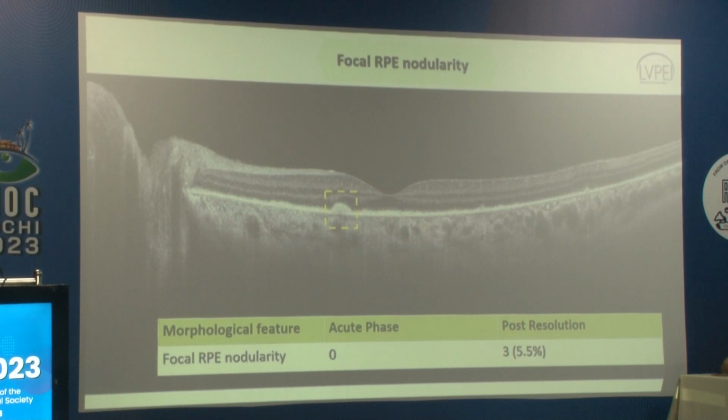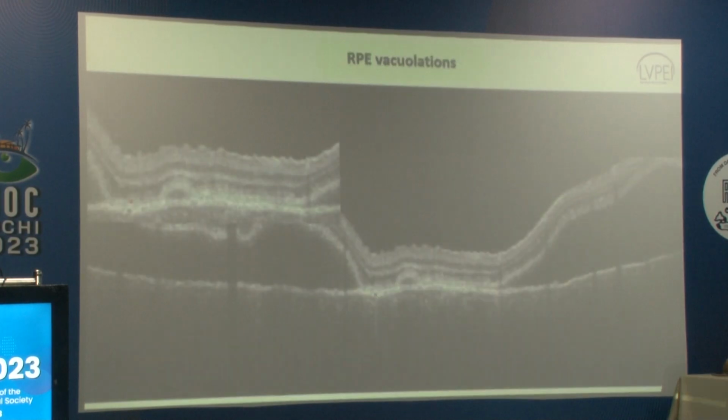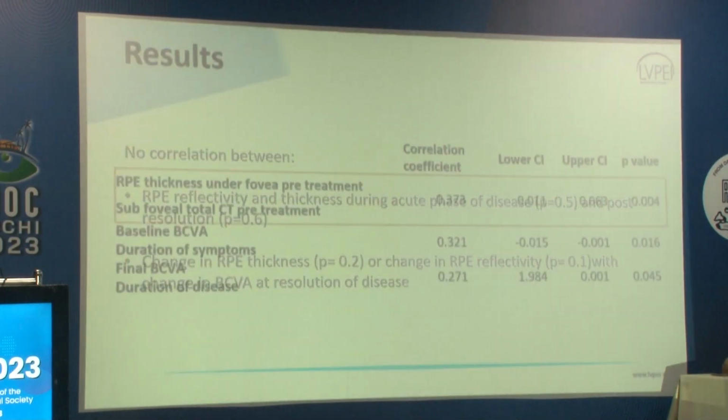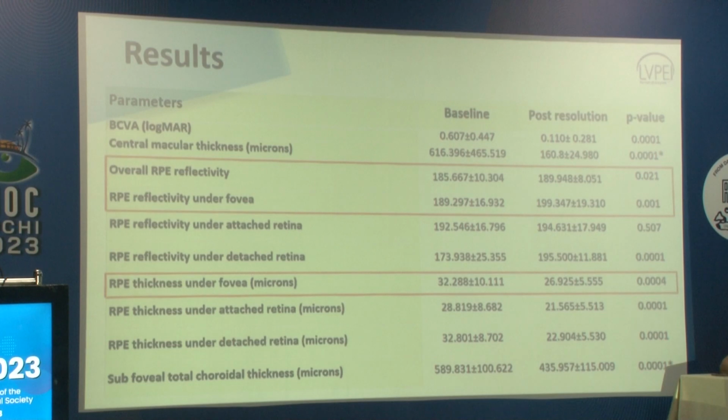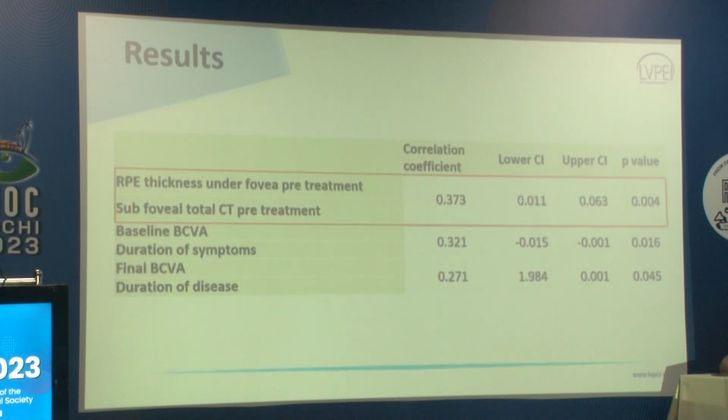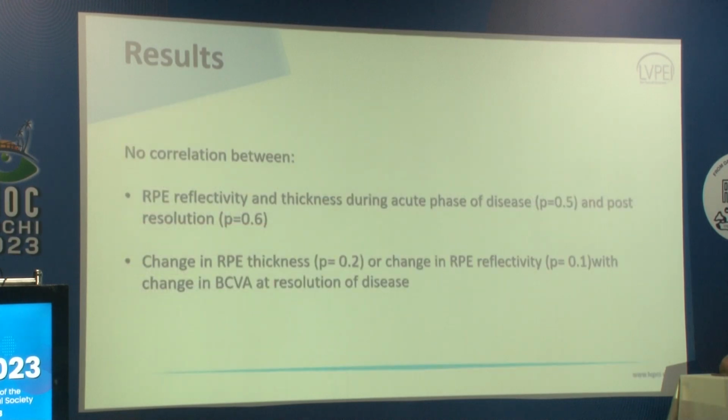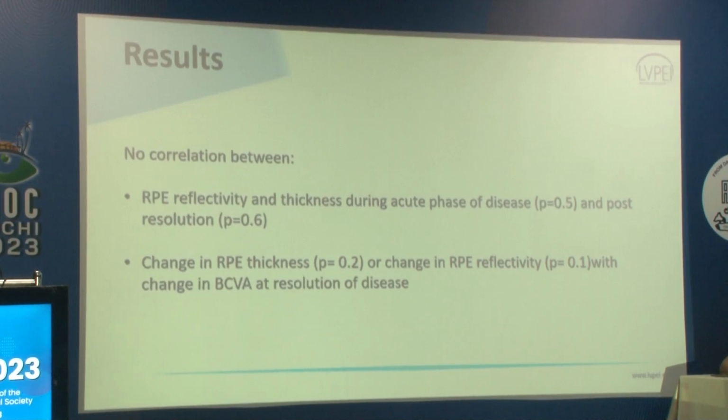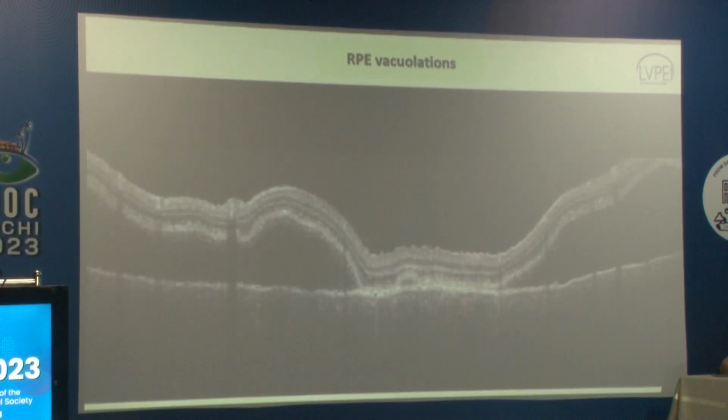Also, you said that there is no change in the reflectivity from the acute stage when you followed up the patient when the disease became quiescent, isn't it? No, ma'am. I said that the reflectivity of the RPE decreased significantly, and then increased following resolution. Okay. Well, just go to your next slide. What I mentioned here was that there is no correlation between the reflectivity and thickness. So then your conclusion doesn't. No, ma'am. There is no correlation between the reflectivity and thickness.